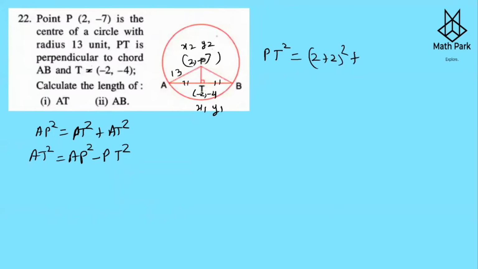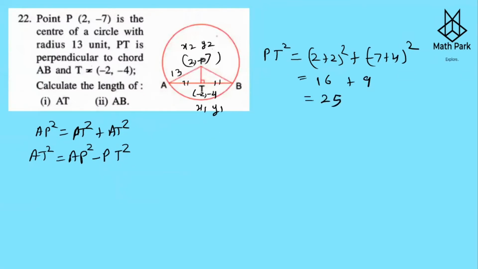Plus y2 minus y1, that is minus 7 minus of minus 4, which becomes plus 4. So minus 7 plus 4 the whole square. So 2 plus 2 is 4 square, which is 16, and minus 7 plus 4 is minus 3 square, which is 9, which we get as 25.